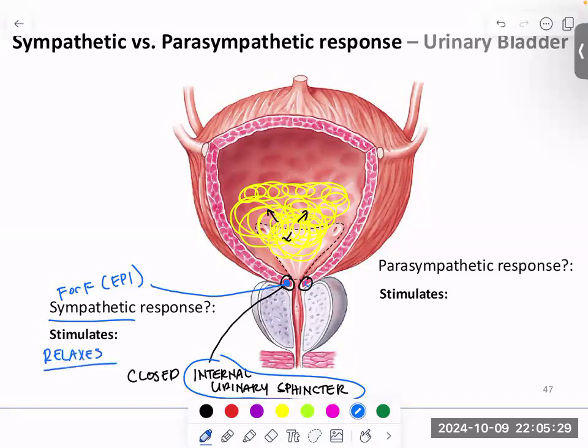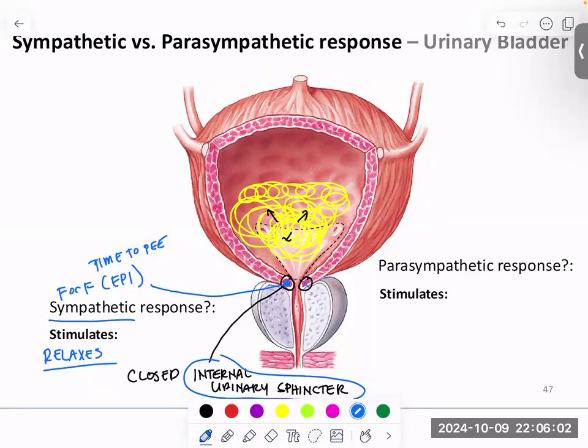Counterintuitive. It makes that one relax. Weird. When does it do it? When it's time to pee. Only then. It won't put epinephrine on it any other time. Only when it's time to pee.